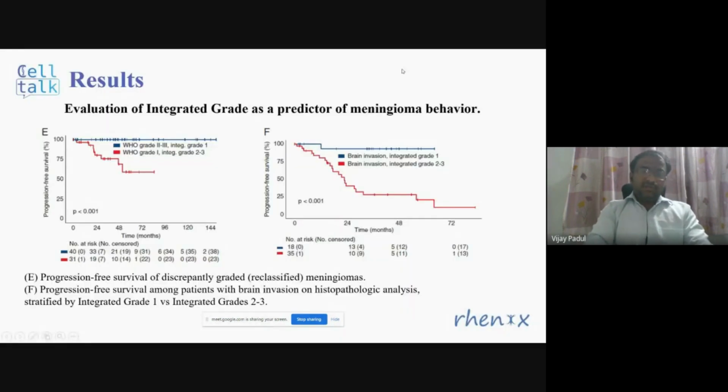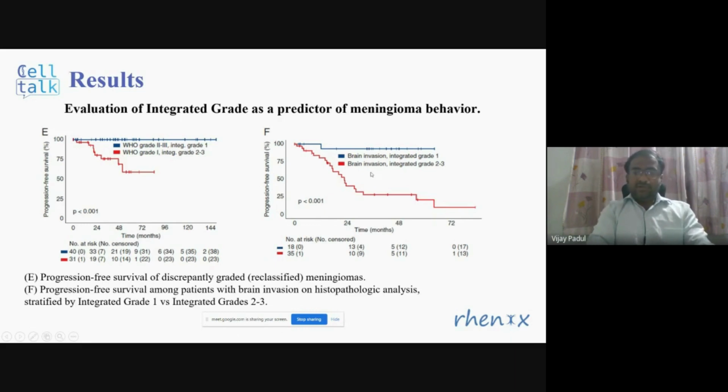Now here, as a predictor of behavior, they have compared WHO grade 2 and 3 and integrated grade 1, and WHO grade 1 which were integrated grade 2, 3, which were reclassified. So here, the reclassified are again showing quicker recurrence as compared to WHO grade 2, 3 which were reclassified as integrated grade 1.